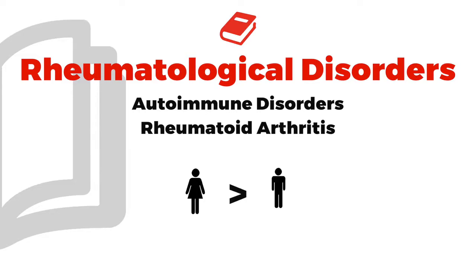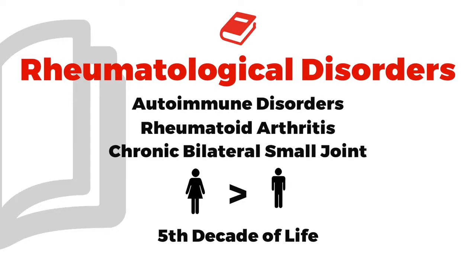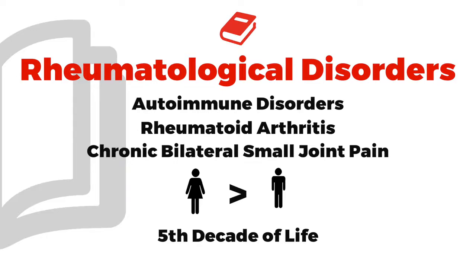Women greater than men here too. This usually happens in about the 5th decade of life. And what happens is these patients get chronic bilateral small joint pain, all right? And they are super stiff when they wake up in the morning. And as the day goes on, they feel a little bit better.